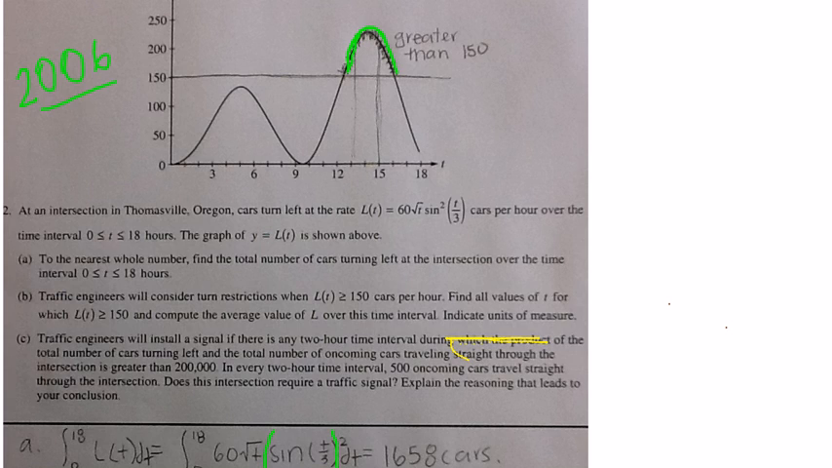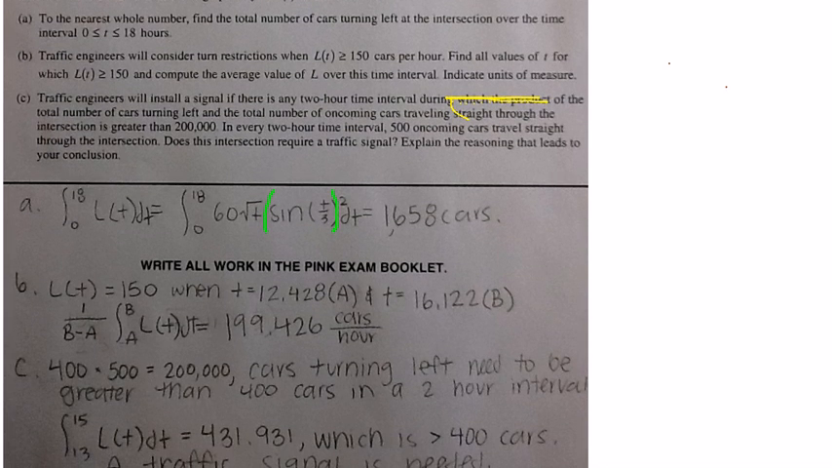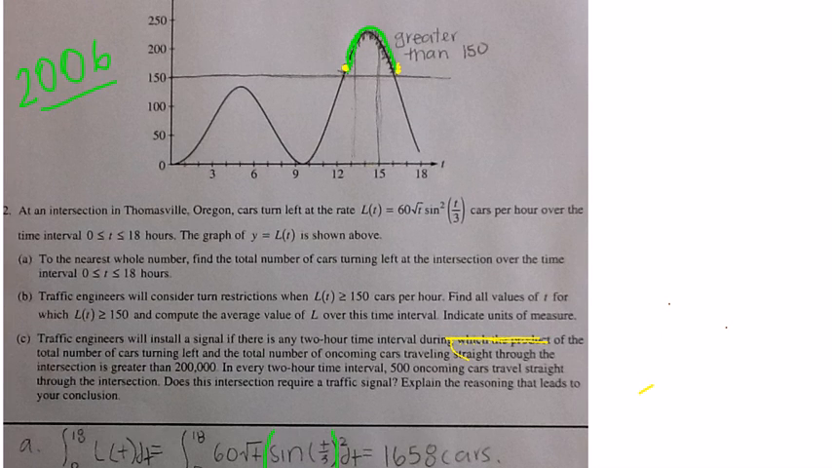It's greater than 150. So the first step is you have to find right there and right there, and write the t values for when L(t) becomes greater than 150. The easiest way, I think, is I just went on my calculator and graphed L(t) equals 60 square root of t times sine of t divided by 3 squared, and I made the window the same as it is on this paper. Then I graphed y equals 150 and found the intersection points. I'm sure there are other ways to find those two points, but for me that was the best way I could do it.